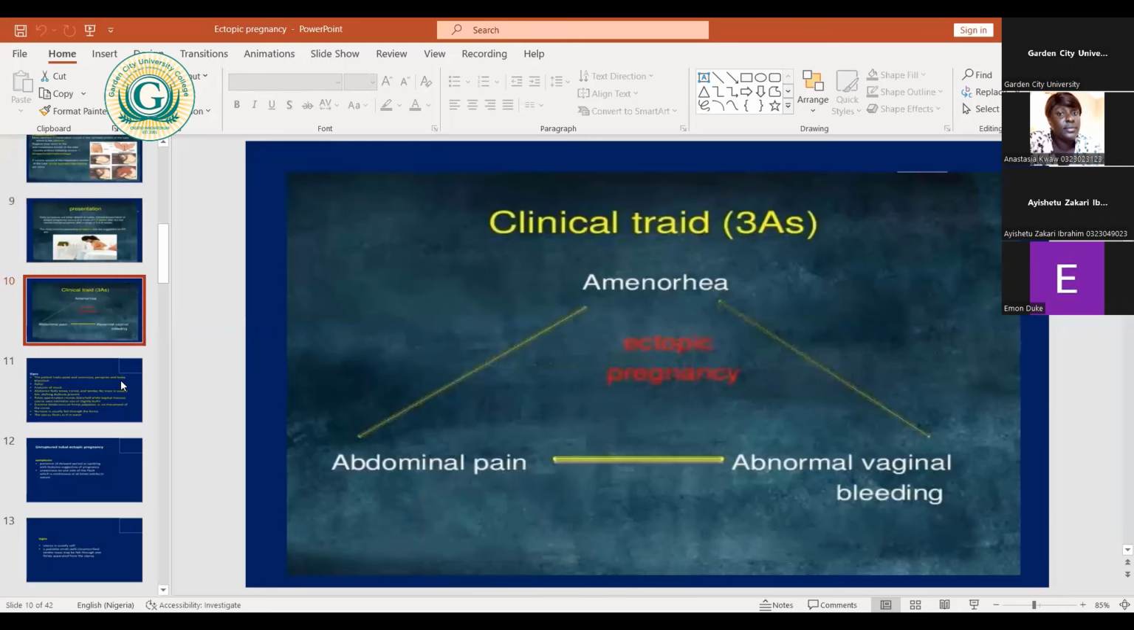We talk about the ectopic triad. What is the triad? My menstrual flow has been delayed for about 5, 6, 7, 8 weeks. That is amenorrhea, because it has been delayed. And then I am having so much pain. Suddenly, I noticed that I started bleeding per vagina. That's the triad. You cannot talk about ectopic pregnancy without talking about the triad. First, amenorrhea, second, pain, and third, bleeding.